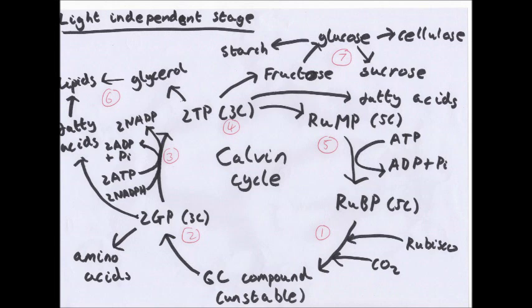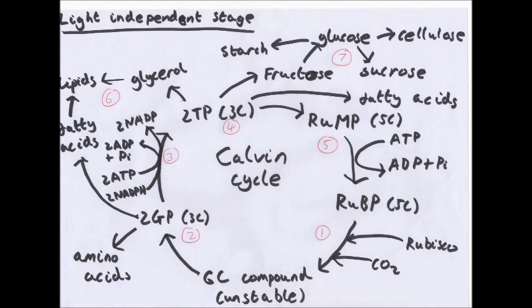So, Rubisco fixes CO2 with RuBP, forming a 6-carbon compound, which is unstable. Now, this isn't actually shown in the book, but it's good to know. This unstable compound immediately splits in two and becomes 2 3-carbon compounds, that's 2GP, which is glycerate 3-phosphate. Now, all the bits on the outside, don't worry about, just look at the circular bit. 2GP becomes 2TP. TP is triose phosphate. Every two molecules of GP become two molecules of TP because they're both three carbon.